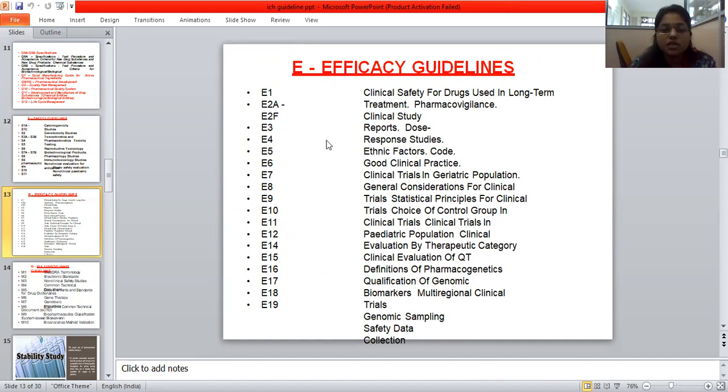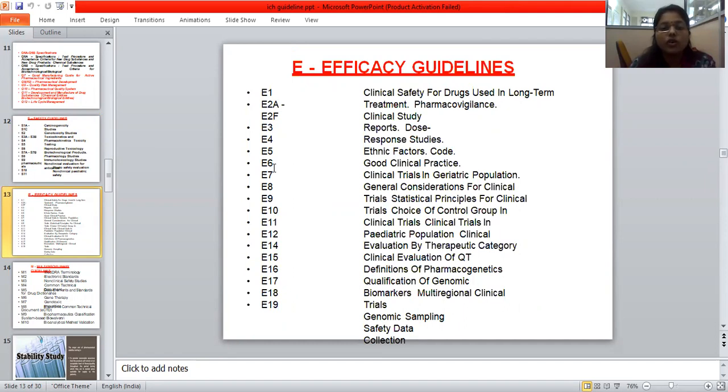E4 is for the dose response study, the ethical factor code. So whatever ethical factors we use in a clinical study, how many subjects we want to enroll, what are the ethical practices, the risk to that particular clinical study. So each and everything, the ethical practice code and ethical factor, how to decide, is given in the efficacy E5 guideline.